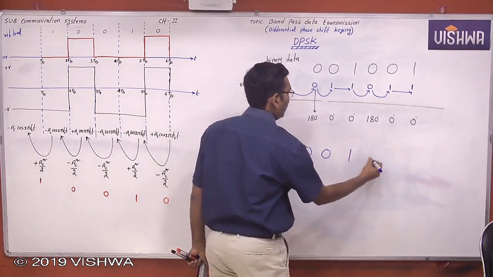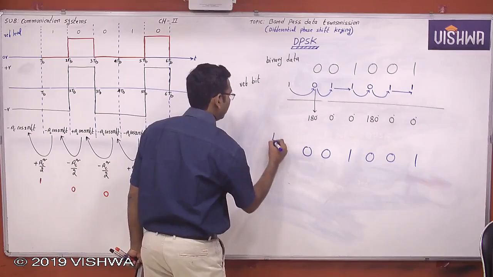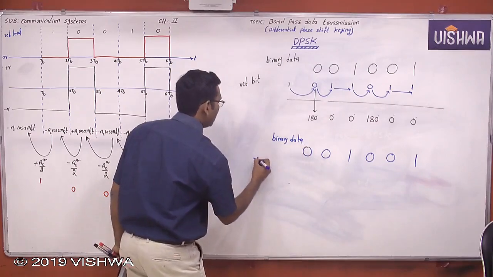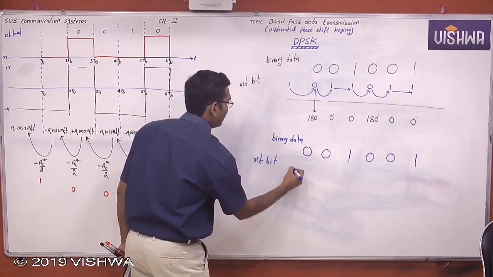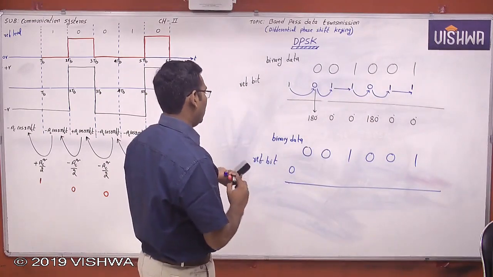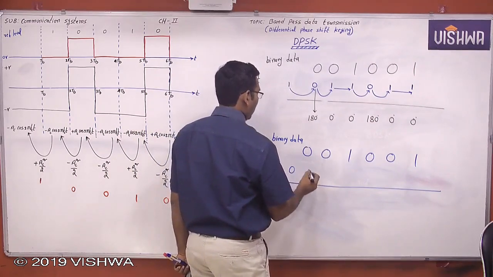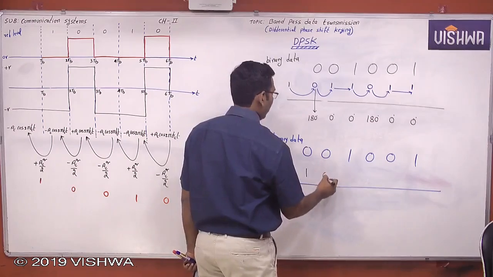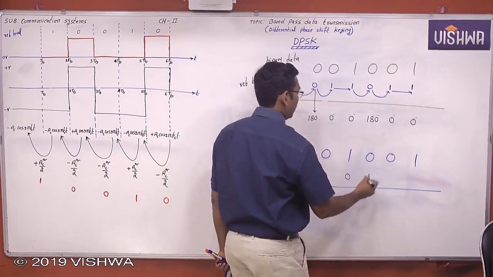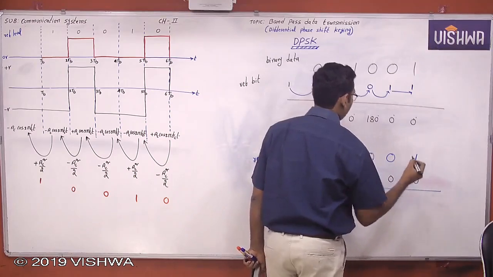0, 0, 1, 0, 0, 1. Now this is the binary data. Now this is the reference bit, and the reference bit is 0. Now if the reference bit is 0, binary 0, previous level is complemented. Binary 0, previous level is complemented. Binary 1, previous level is maintained. Binary 0, previous level is complemented. Binary 0, previous level is complemented. Binary 1, previous level is maintained.